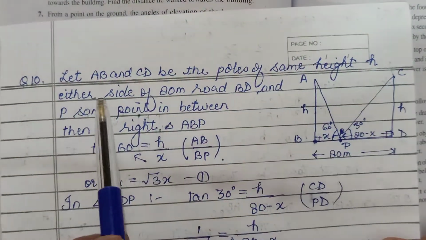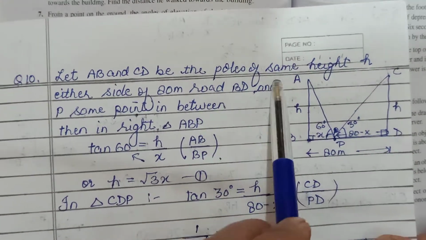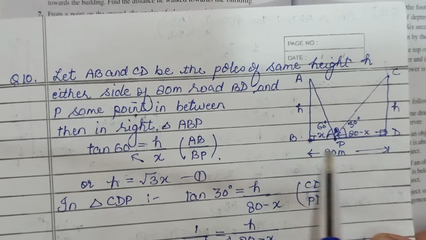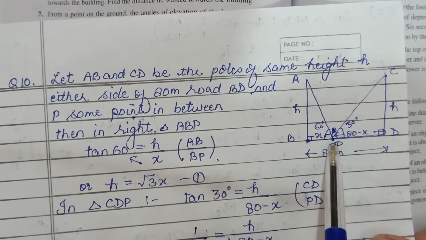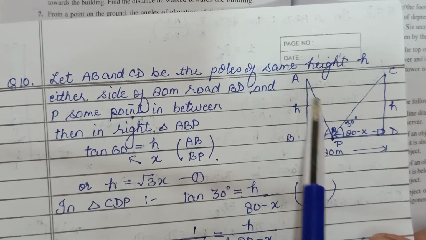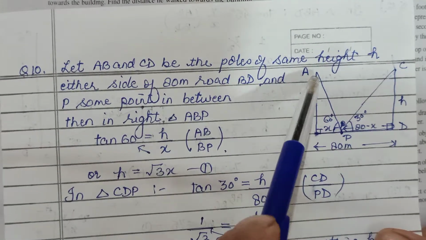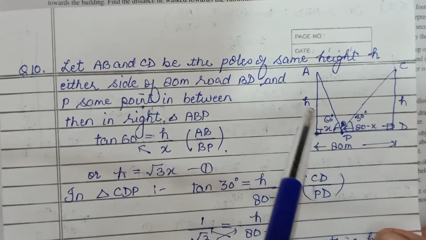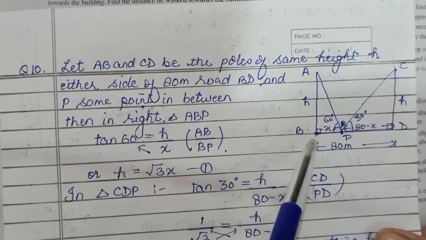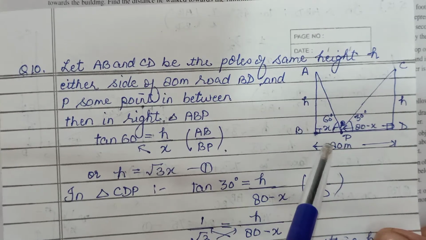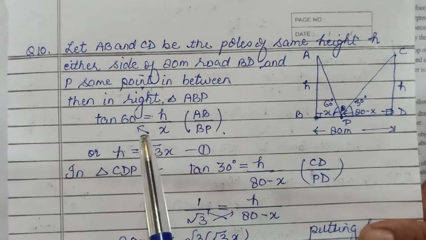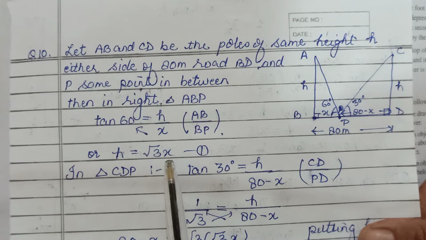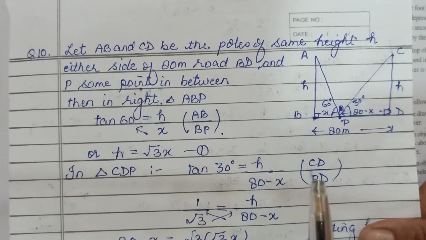Okay, so we would say let AB and CD are the poles of the same height h kept on either side of an 80 meter wide road which is BD, and P is some point in between, and then we are obtaining two right angle triangles. So in one triangle, that is ABP, if we apply trigonometry, tan of 60 will be h upon x, AB upon BP, opposite upon base, whichever way you understand. So from here h comes out to be, tan 60 is root 3 and ये cross multiply हो जाएगा into x. So h is equal to root 3 x.